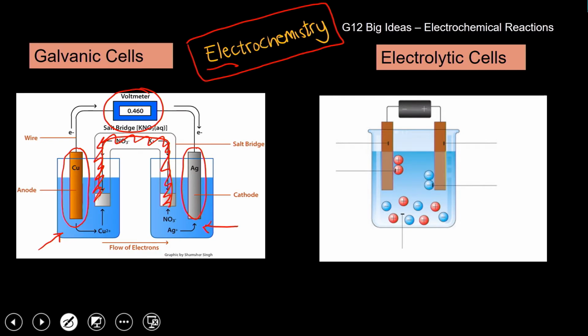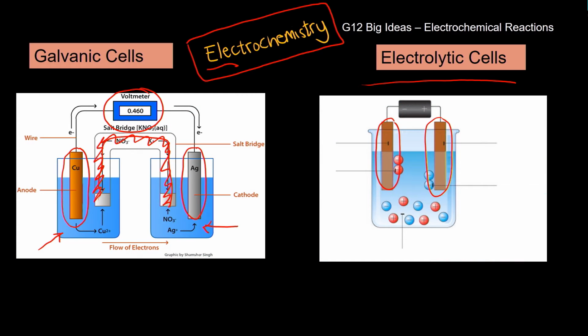Let's move on to the electrolytic cell, and we can see here that a similar thing is seen. We've got two electrodes. There is a solution, so there is an electrolyte, but in this case there is an external battery or energy source. So that is a really big difference between the galvanic cell and the electrolytic cell.